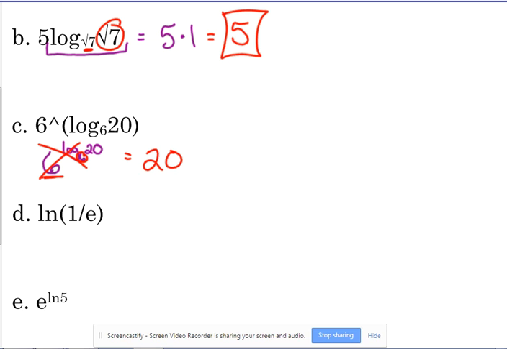Okay. How about the next one? Natural log of 1 over e. What do y'all think that one is? Negative 1. What if I write it like this? 1 over e is the same as e to the negative 1. It's kind of like the natural log and the e cancel each other out. So that is negative 1.